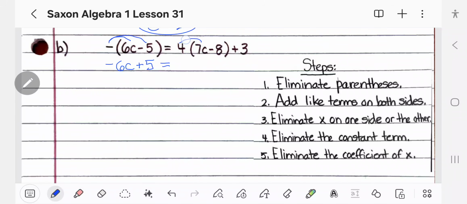Equals, we're going to distribute here the 4. So we're going to have 28c minus 32 and then plus 3. Now we are going to add like terms on both sides, but there are no like terms on the left. And on the right side, we've got a negative 32 plus a 3. That's going to be 28c minus 29. Eliminate x on one side or the other. So we've got to get rid of a variable. We could add 6c to both sides or subtract 28c from both sides. Let's add 6c.